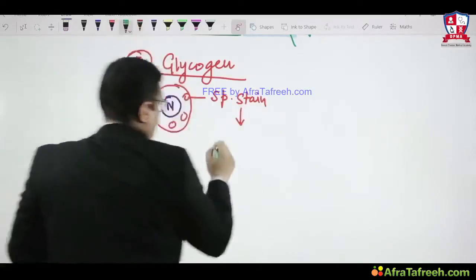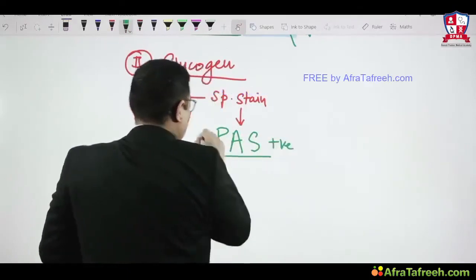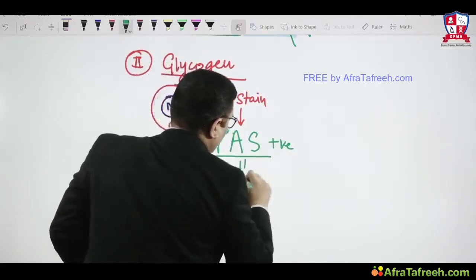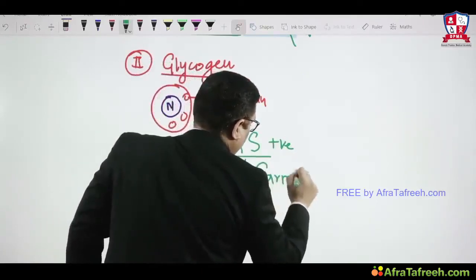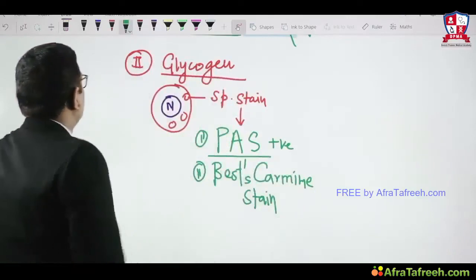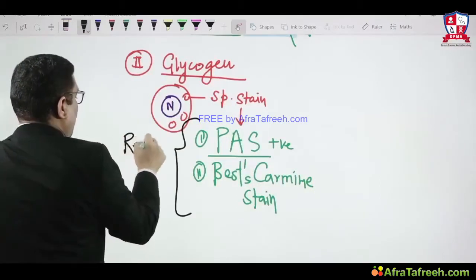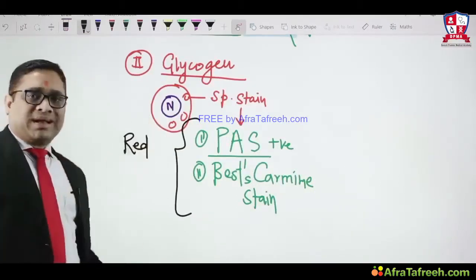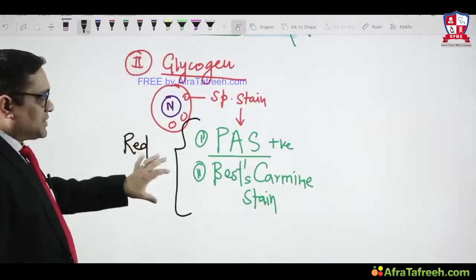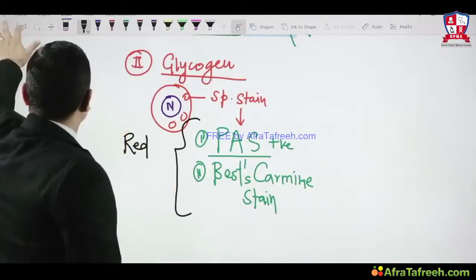So what is the special stain for glycogen? The special stain for glycogen is PAS stain, periodic acid Schiff. So they will be PAS positive, number one, and second, Best's carmine stain. These are the two important stains. On both PAS stain and Best's carmine stain, glycogen will look red in color. So glycogen will appear as red granules on examination. This is how we will see glycogen accumulation, right?